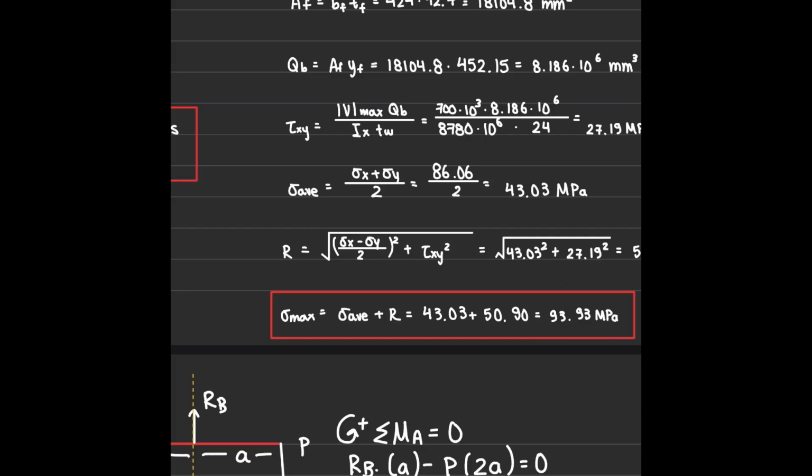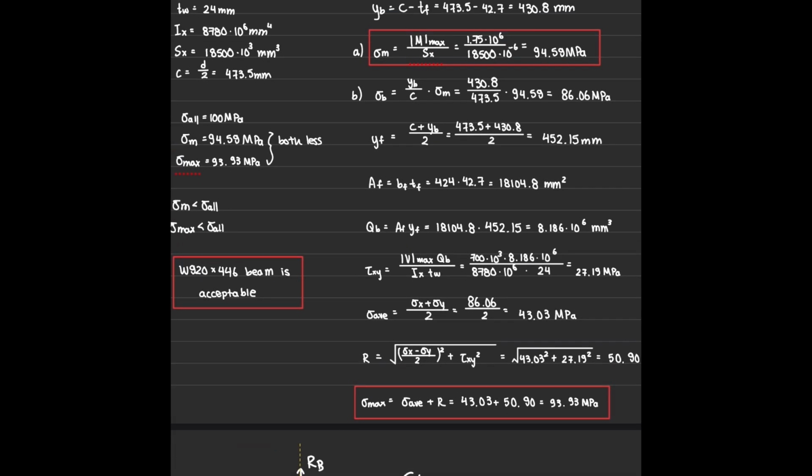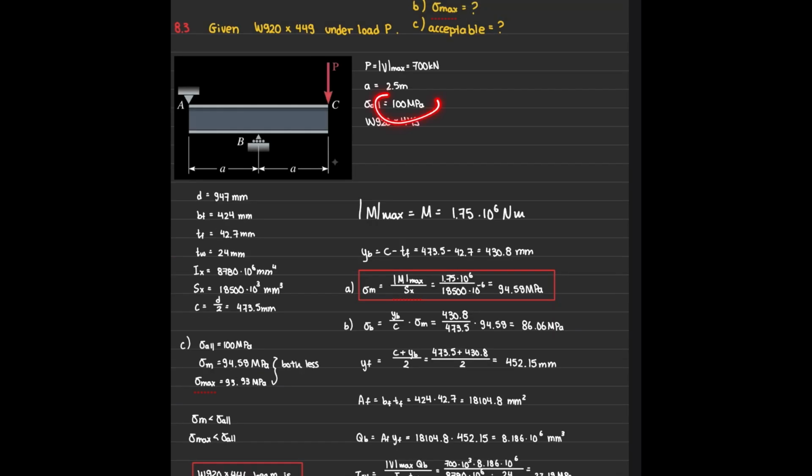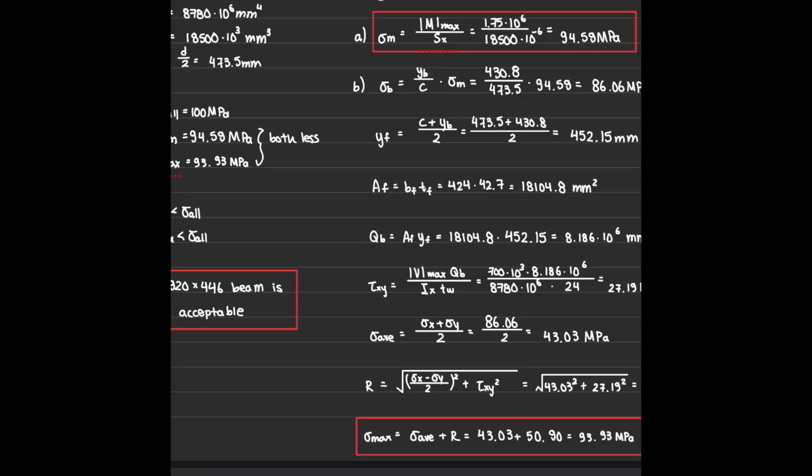Finally, for part C, we need to check if this W920 by 449 shape is acceptable. We do this by comparing our calculated maximum values against our structural limit, which is the allowable normal stress. In this case, it's 100 megapascals. Since both of them are less than 100 megapascals, this beam is acceptable.